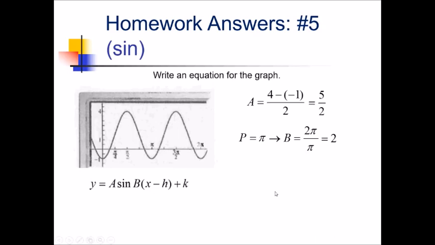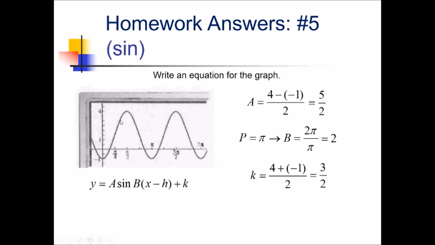Next, to get the k value, the midline of the graph, I need to average the top and bottom values to find that middle y value. So I'll pretty much set this up like the amplitude, only I'll do 4 plus negative 1 over 2, which gives me 3 over 2.